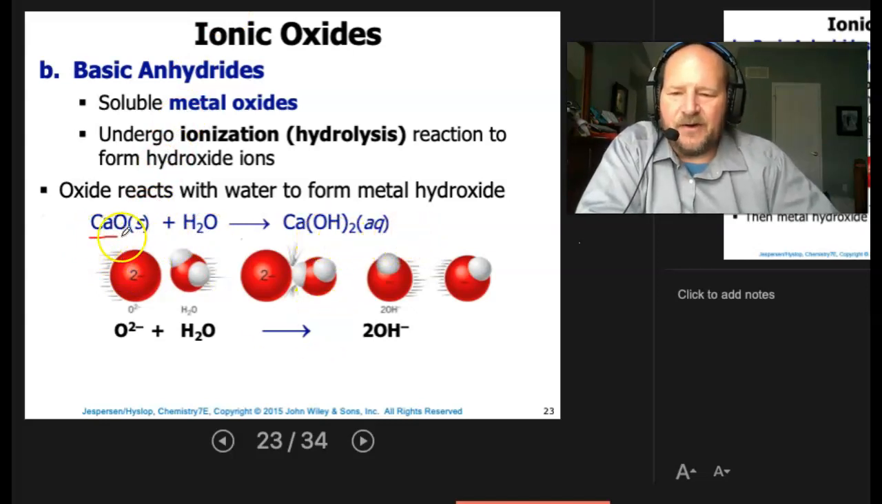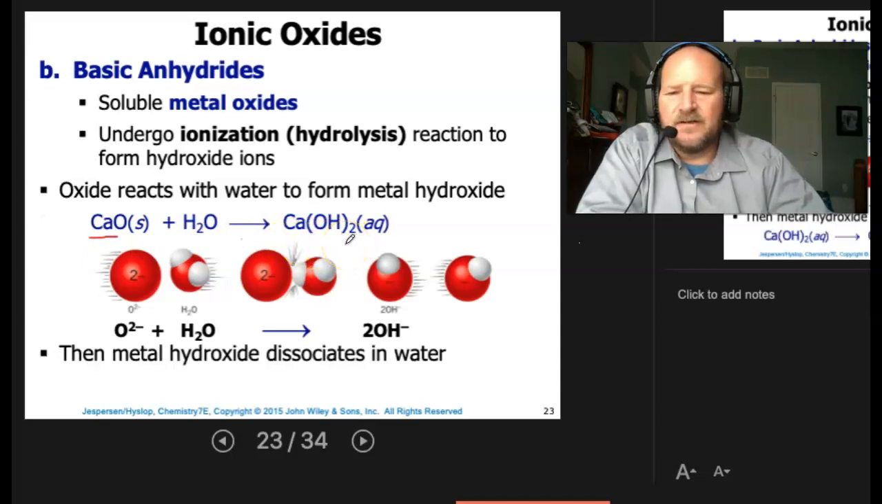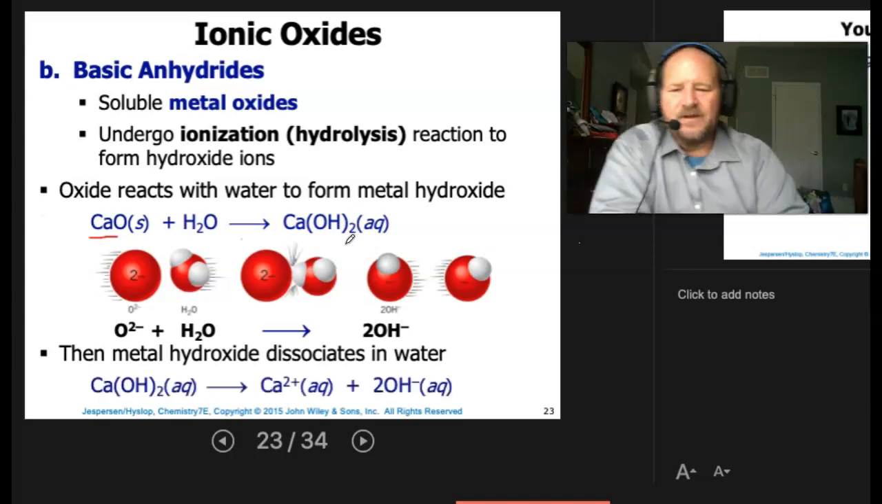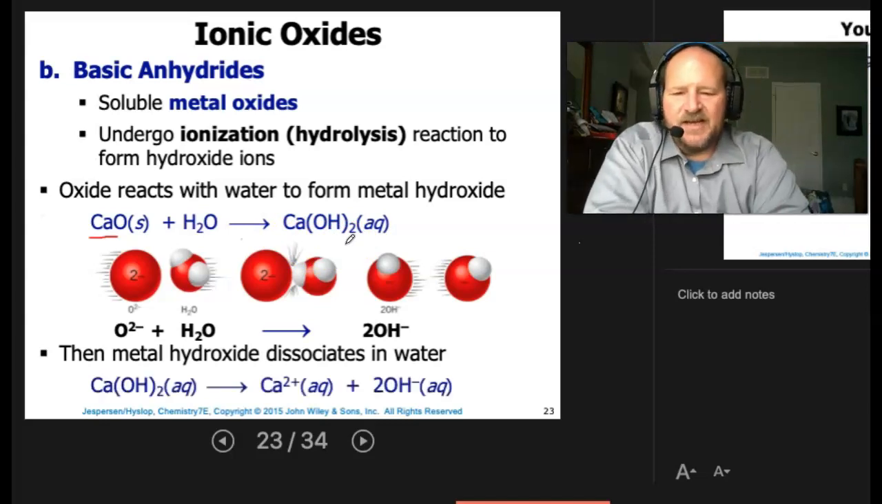Okay, so we're going to take a metal oxide and mix it with water. That's hydrolysis. It's going to form the metal hydroxide. The metal hydroxide can then dissociate in water. So we have calcium hydroxide, which then gives us calcium ion and 2 hydroxides.